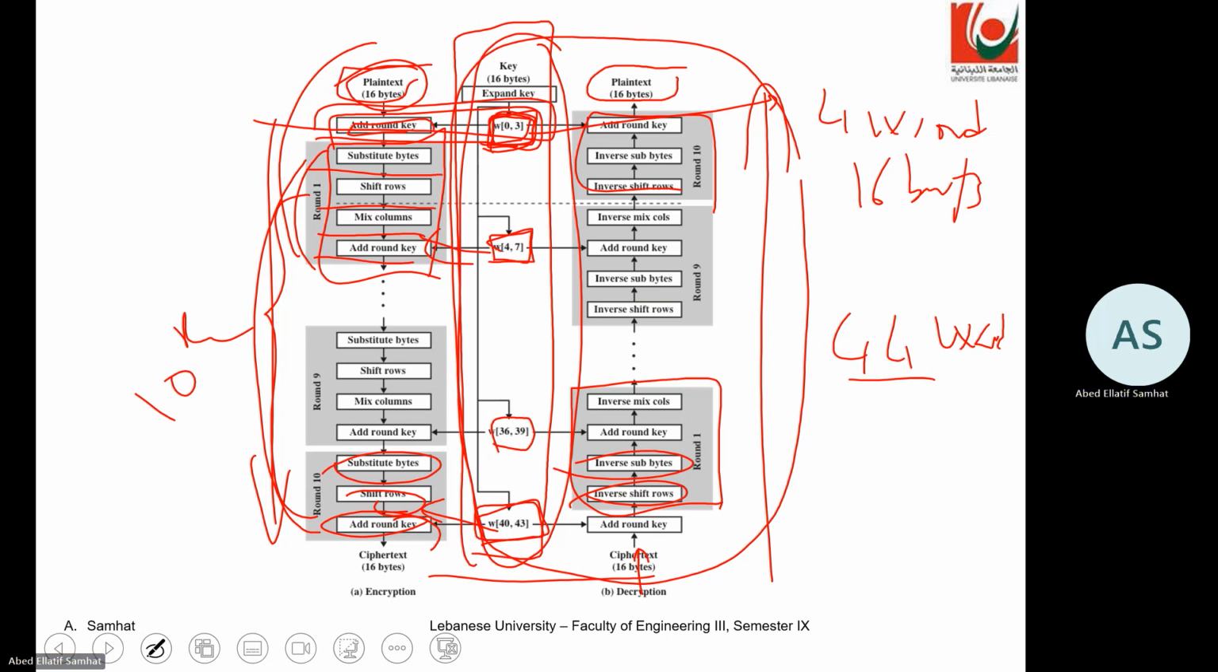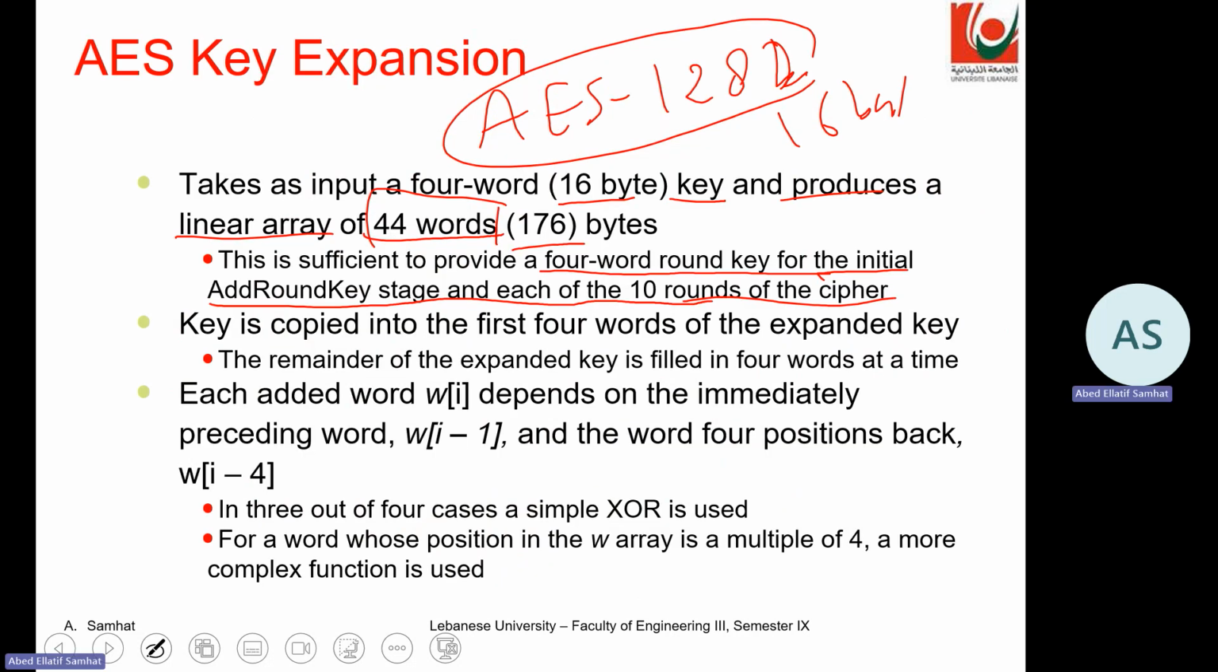Now, how to generate those words? The process is like this. The key is copied in the first 4 words of the expanded key. The remainder of the expanded key is filled in with one word at a time. Typically, each word Wi depends on the immediately preceding word Wi-1 and the word four positions back. So we generate each word based on previous ones, and then we apply in 3 out of 4 cases a simple XOR.